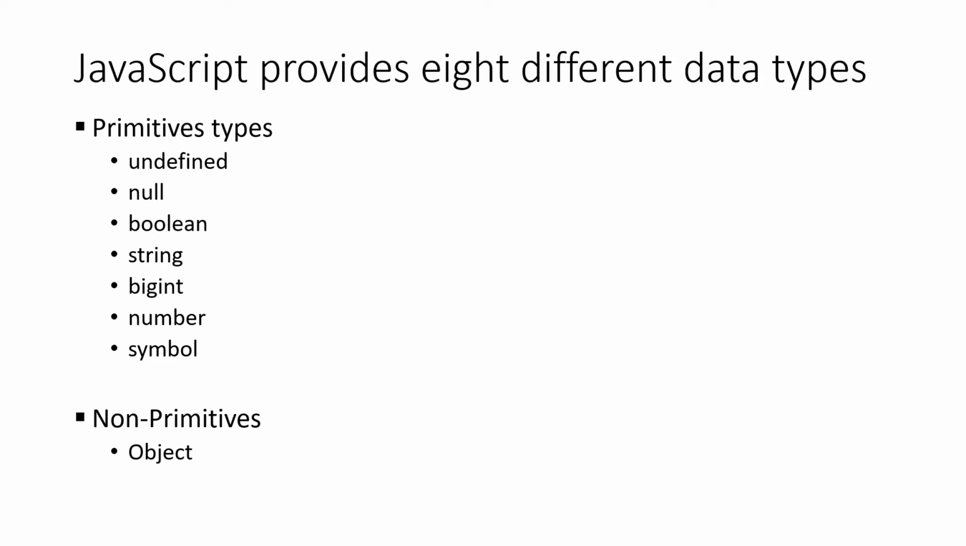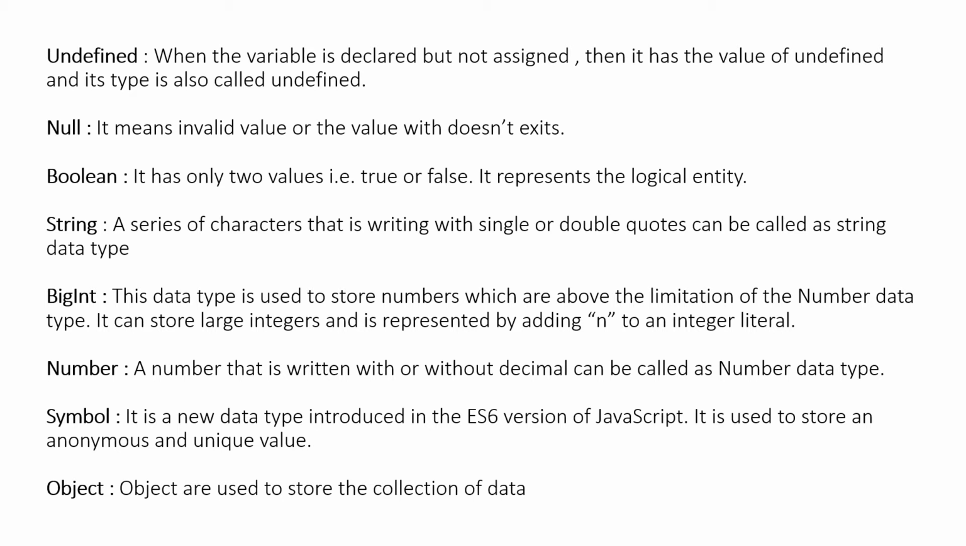So let's begin understanding one by one. What is undefined? We'll check that. When a variable is declared but not assigned, then it has a value of undefined, and the type is also called undefined. Whenever the variable is declared but not assigned any value, in JavaScript there is a special keyword called undefined. That special keyword undefined is assigned to that variable, and if the special keyword undefined is assigned to that variable, we call that data type undefined.